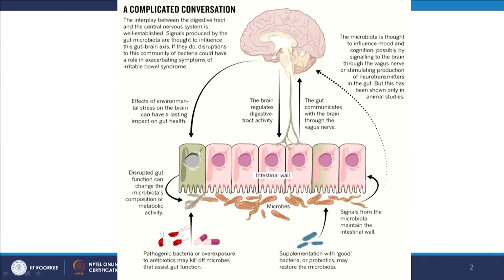So, let us look at this particular diagram that I shared in the previous lecture. We talked about the interplay between the digestive tract, which is our intestinal wall represented here, and our central nervous system, which includes our neurons and our brain. And we talked about how the signals produced by our gut are given to the brain through this gut brain axis. So, the gut is communicating with the brain through the vagus nerve, and the brain is regulating the digestive tract activity. Now, note this thing here: the effect of environmental stress on the brain can have lasting impact on gut health.